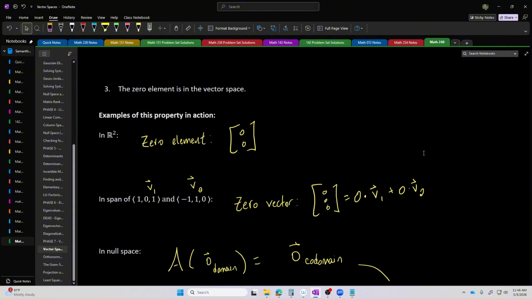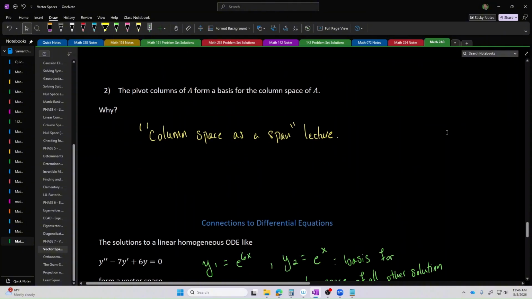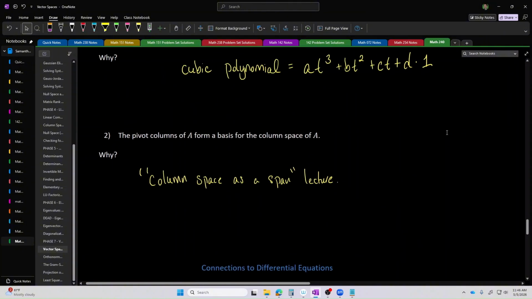And this is meant to emulate the fact that in R2, for example, R2 contains an element, namely the zero vector, 0, comma 0. And if you have a vector space, then you can talk about a basis for a vector space. A basis is just a set of independent elements that spans the space. So for example, when we talked about column space, the pivot columns of A form a basis for that space.